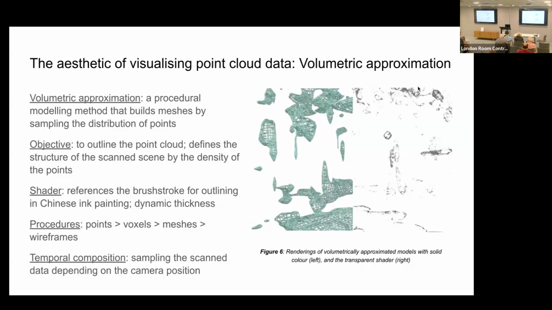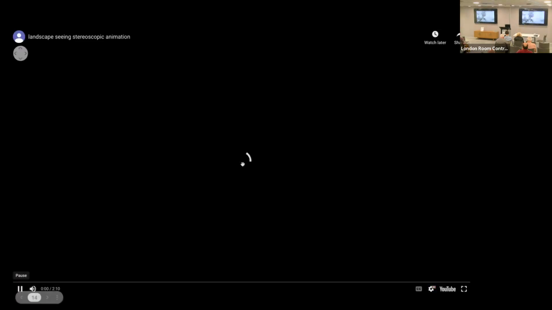And then when I apply the specific translucent shader, it visualizes as the brushstrokes that you can see in traditional Chinese painting. So these structures are also temporal, following what I have mentioned: when the camera passes through, those areas get sampled. And lastly, I would like to share the actual animation with you.